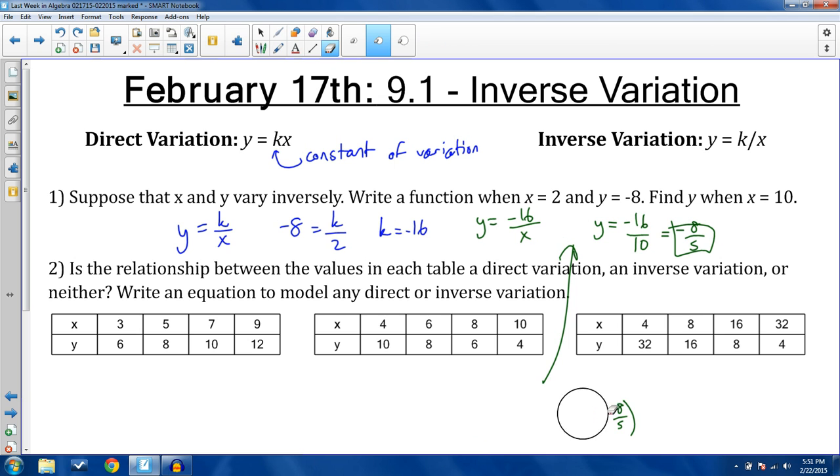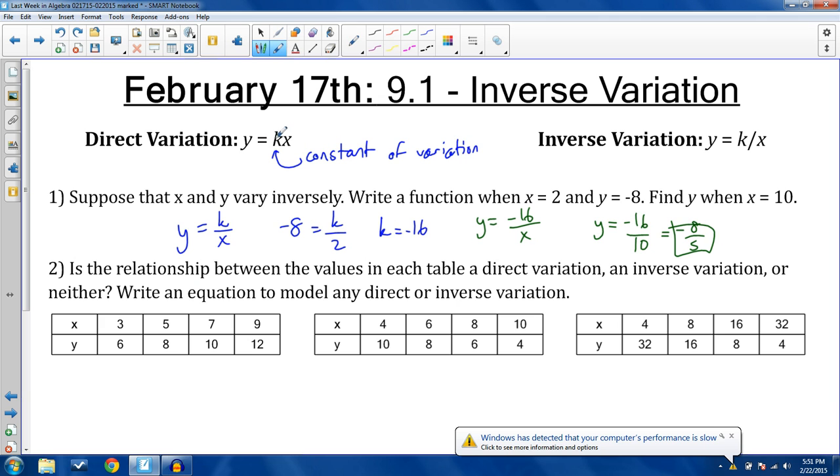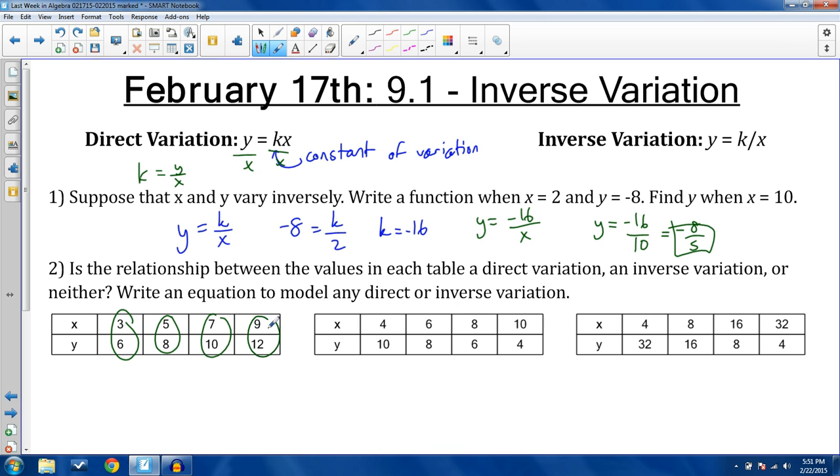But here's another set of example problems. What if we had some table values and we had to determine whether this was direct variation, inverse variation, or neither? And if it was one or the other, we would write the equation for it. For it to be direct variation, if I divide both sides by x, our constant of variation is always y over x. Meaning if I take these terms and do y divided by x each time, am I getting the same constant of variation? If not, then it's not direct variation.